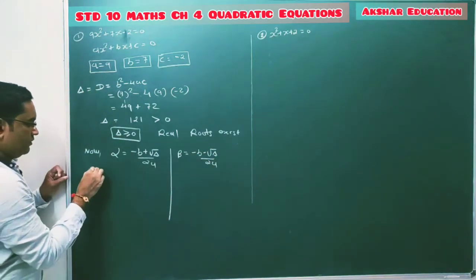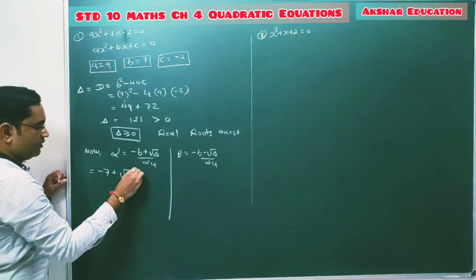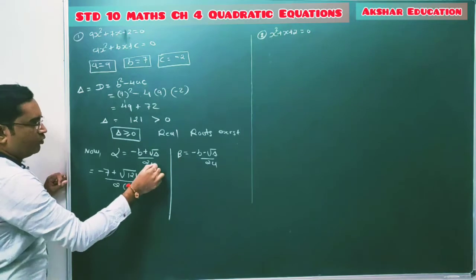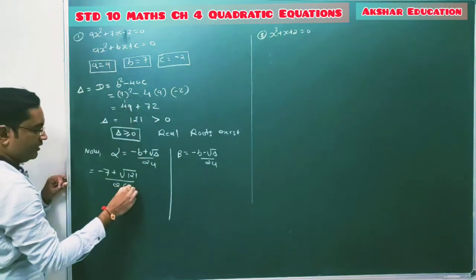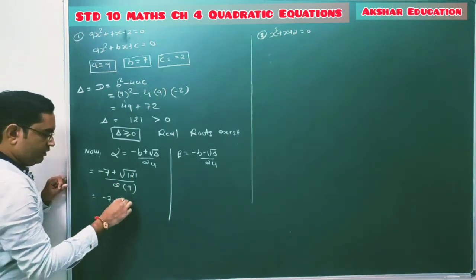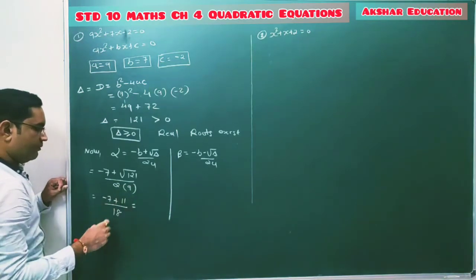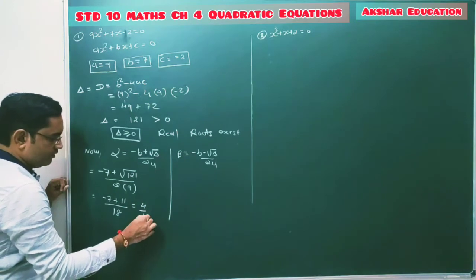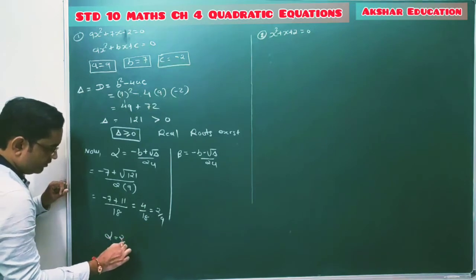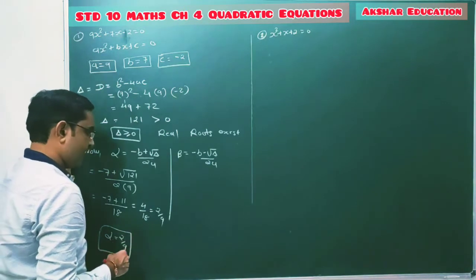Put the values. So minus b is minus 7, plus square root of delta, the discriminant, which is 121, divided by 2 into a, the coefficient of x square, which is 9. So it's minus 7 plus square root of 121, which is 11, and 2 nines are 18. So 11 minus 7 is 4 by 18. After cutting we are getting 2 by 9. So the value of alpha is 2 by 9. The first root of this equation is alpha, 2 by 9.